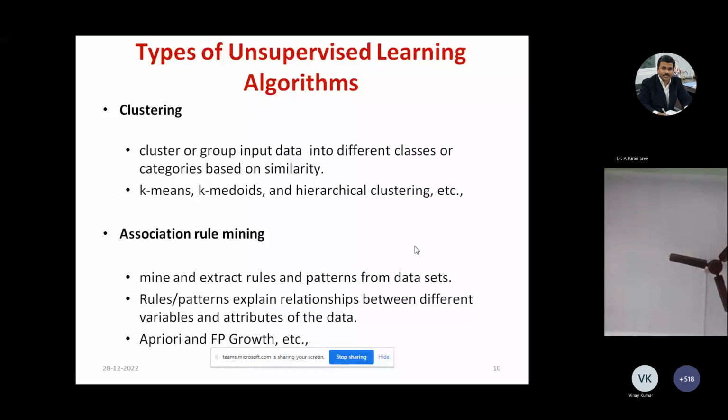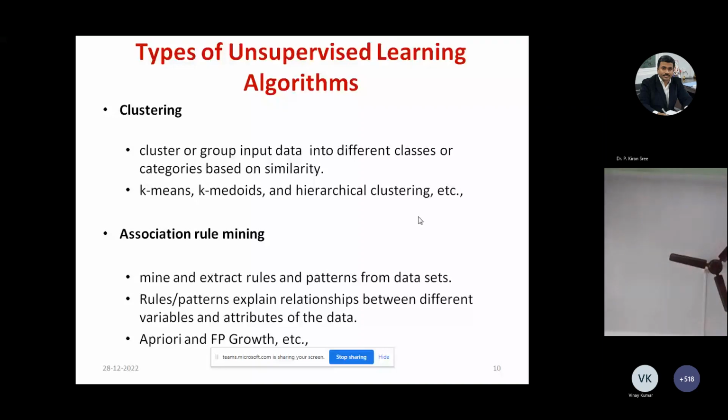People who are familiar with data mining may come up with these words, clustering and rule mining. Clustering is nothing but the grouping of an input data set into different classes or categories based on similarity. Association rule mining is a very common technique used for market basket analysis, which is used to mine and extract rules or patterns from a data set.